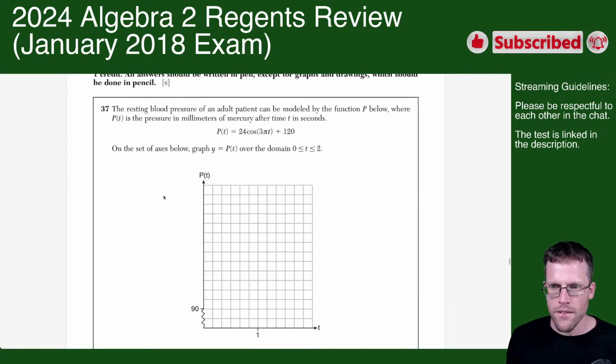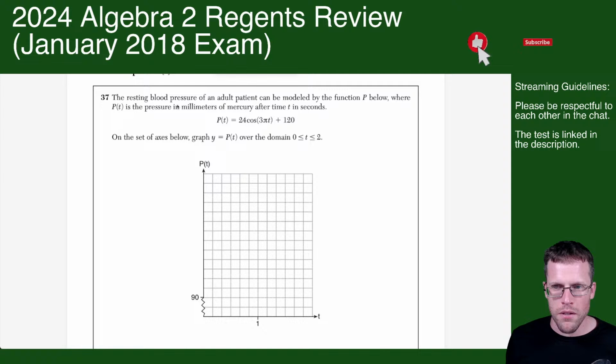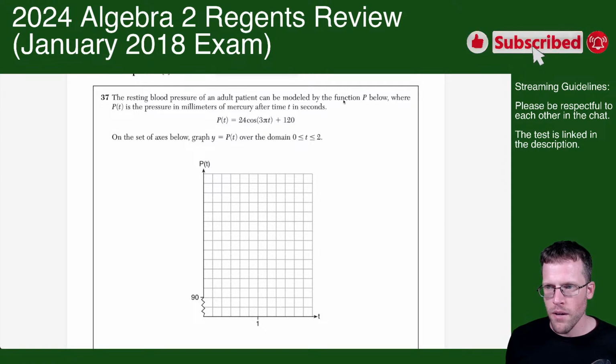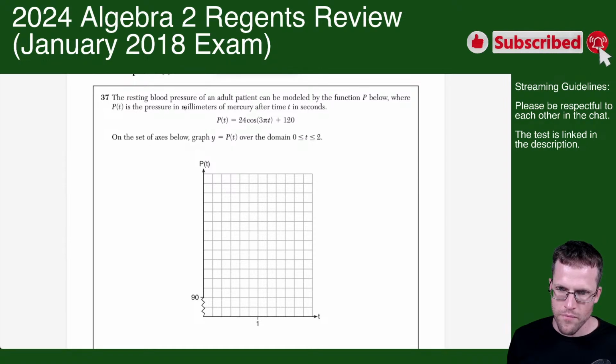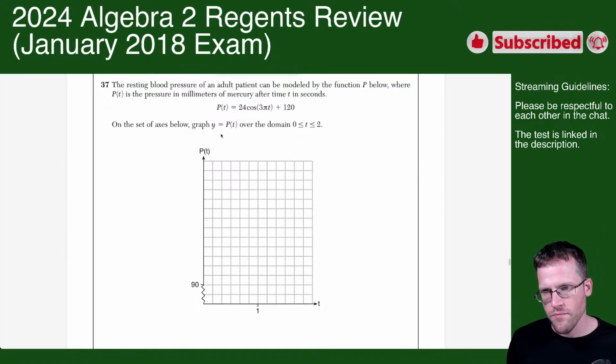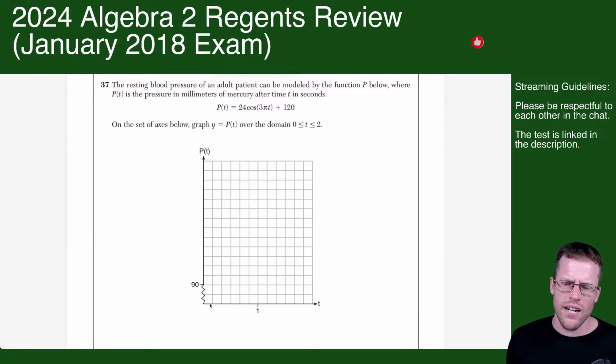All right. So here, the resting blood pressure of an adult patient can be modeled by the function P of t, where P of t is the pressure in millimeters of mercury after time t in seconds. Okay, so a little medicine for you. And now this is kind of weird. Notice that it's like ripped.